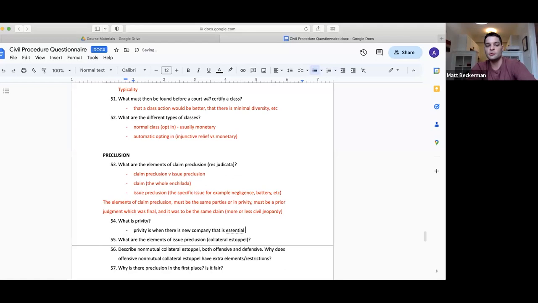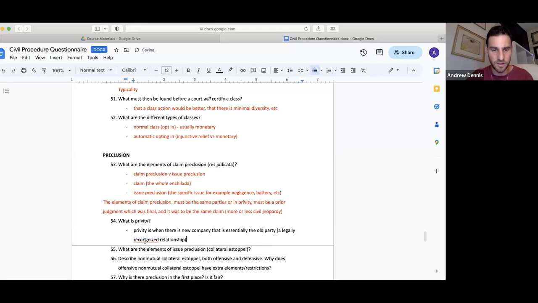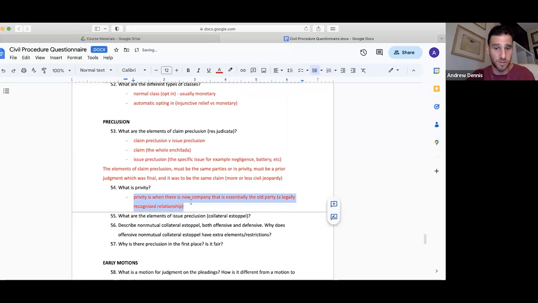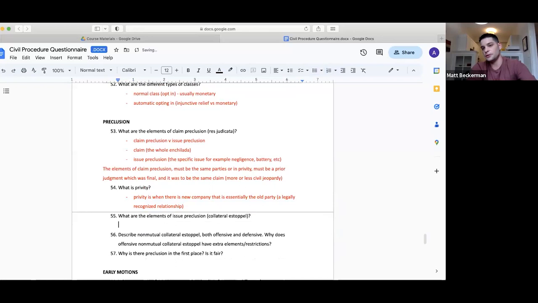So it's when you have a legally recognized relationship. I think also employer, employee can be a type of privity. Yeah, and we'll talk about privity in real property too. That was a good way of looking at it from a civil procedure lens, usually between companies, when it's an old company and a new company. Right. When you buy a house from someone, you're in privity with them. I guess that's the most famous example.